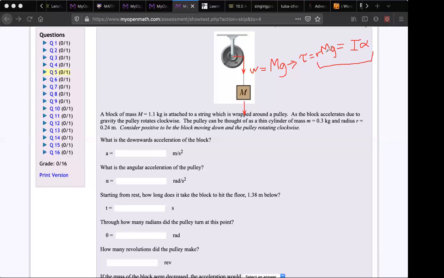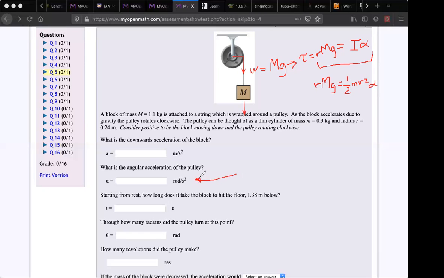We know R, we know M, we know G, and we can calculate I for a rotating disk. This is what it looks like: R times M times G, and the moment of inertia of a rotating disk is 1/2 times the mass of the disk. Well, the mass of the disk is little m, not big M. So it's the mass of the disk times the radius squared. And now we have an equation that we can solve for alpha. We know everything in this equation except for alpha. And that goes right here.